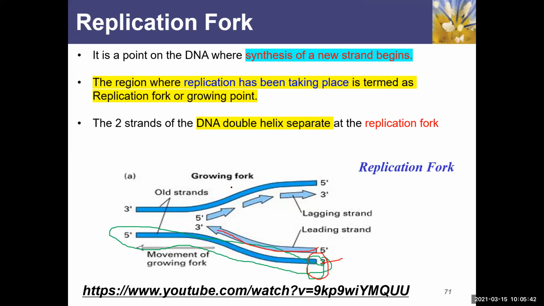Same thing with the other strand. So DNA polymerase is going to read from 3 to 5, reading from 3 to 5, okay? So it's going to be attached over here, but when it comes to forming the new strand, it will form from 5 to 3.